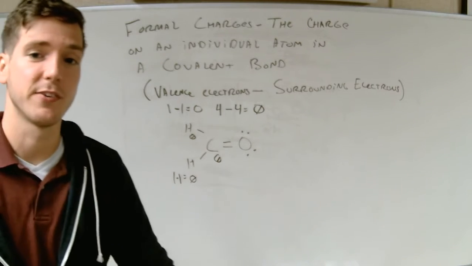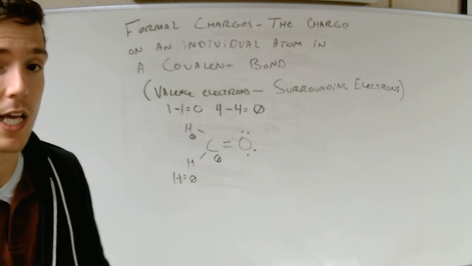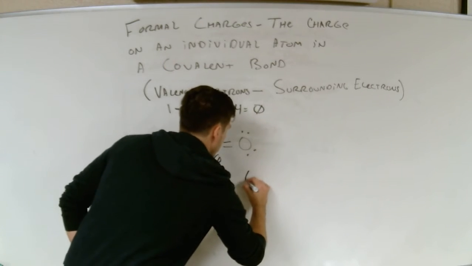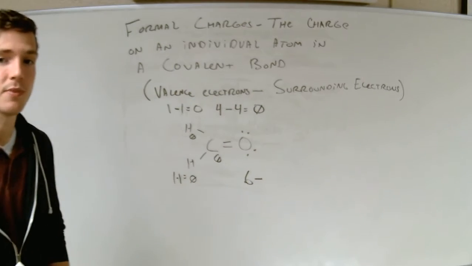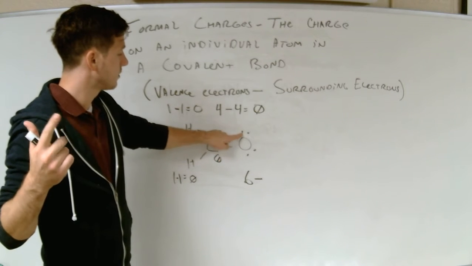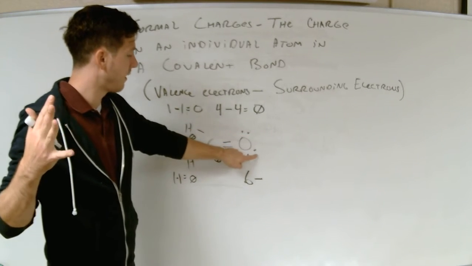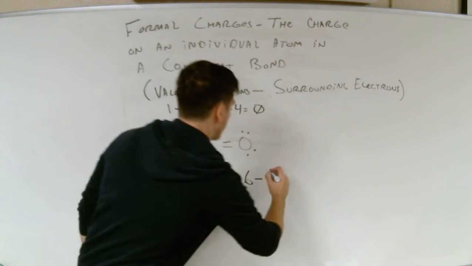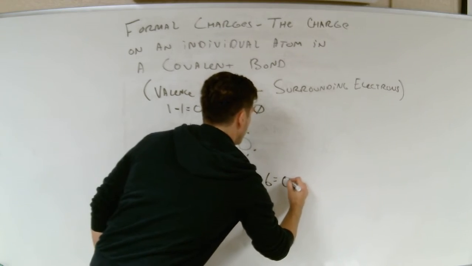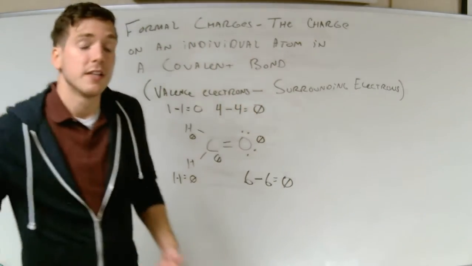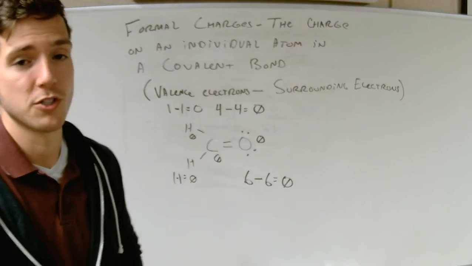Now let's go ahead and figure out the formal charge on oxygen. Our valence electrons is 6. It's surrounded by 1, 2, 3, 4, 5, 6. 6 surrounding electrons. So its formal charge is also 0. Okay? This is a happy compound. That's what you want. You want the formal charges to be 0.